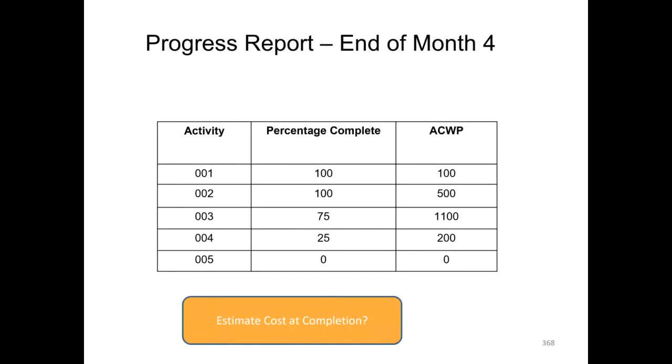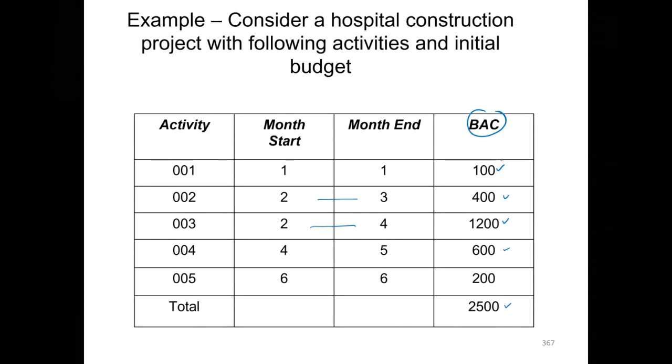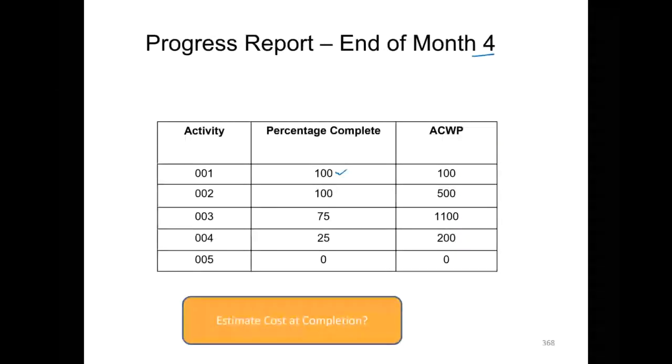Now we have been reported the progress of the project at the end of month 4. It has been reported that activity 1 by the end of month 4 has been completed 100%, and the actual cost of work performed has been 100,000. So we can compare it. That was the budgetary allocation, and by the end of month 4 we have been told that the total spend is 100, which is fine. For activity 2 it has been completed 100%, and the total actual cost of work performed is 500, and we can go back and compare it.